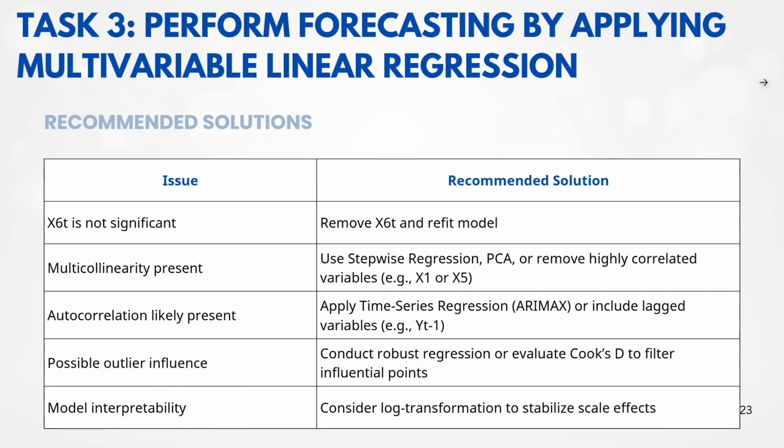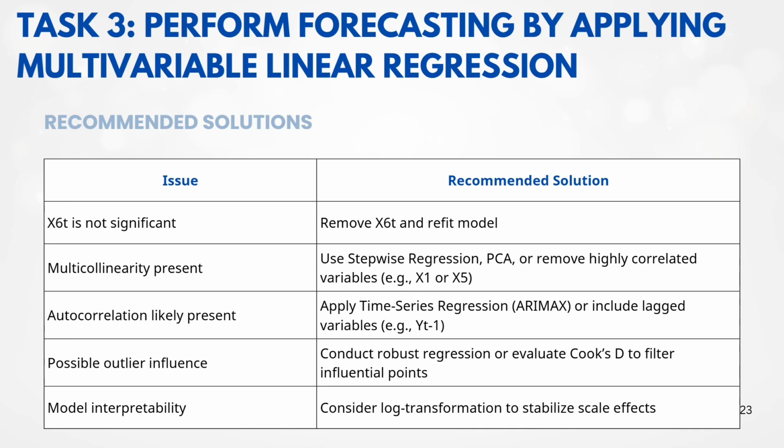And finally, recommendations for model refinement. To improve statistical stability and forecasting accuracy, we recommend removing x6 since it is not significant and only adds noise. Reducing multicollinearity, for example, by using stepwise regression, principal component analysis, or dropping one of the highly correlated variables such as x1 or x5. Addressing autocorrelation by moving to a time series regression or an ARIMAX model and adding lagged terms such as y sub t minus 1.